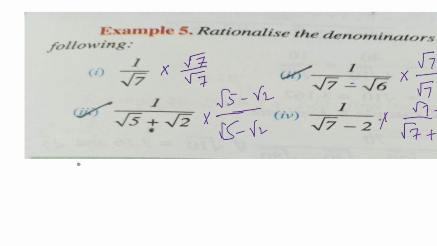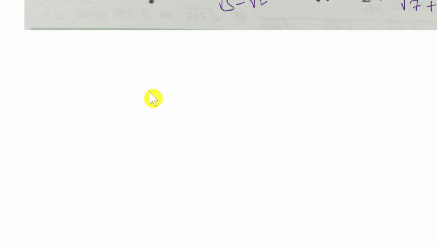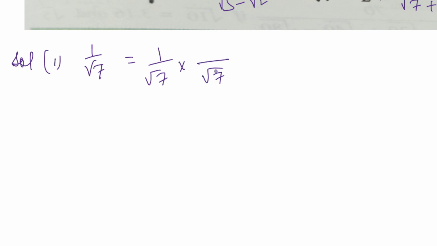Okay, so let's do 1 by 1. So 1 by root 7, I'll take number 1. Solution 1, 1 by root 7. So what I'll do? I'll multiply this one. Equals to 1 by root 7. I'll multiply the numerator and the denominator by root 7. Here is no sign, plus or minus. So whatever number I have here, this side also, and the same number in the numerator. So equals to, give me what? Root 7. See, 1 into root 7 is root 7.